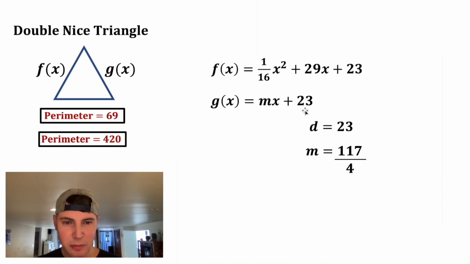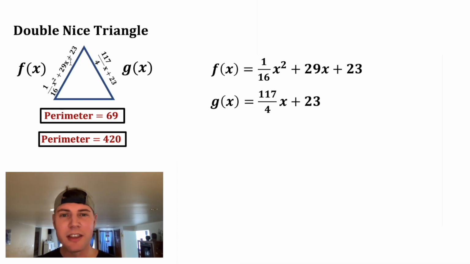So for this d, we can plug in 23, and for this m, we can plug in 117 over 4. And now we are done. This is how I got the two equations for this problem. How exciting.